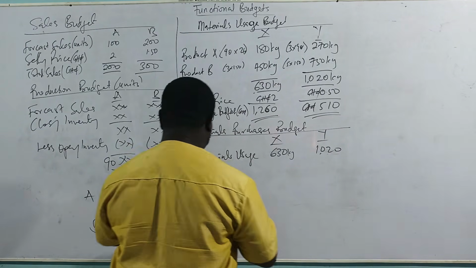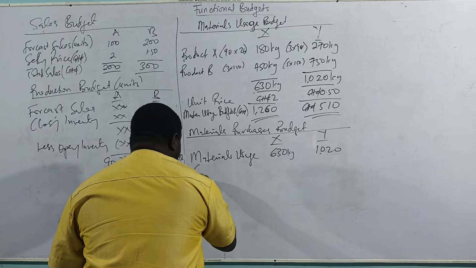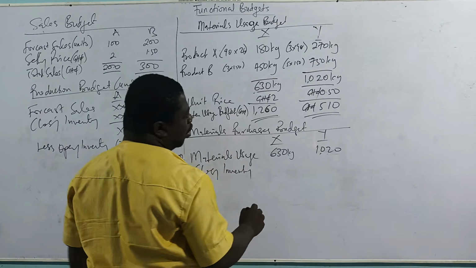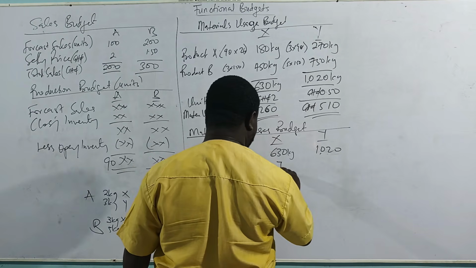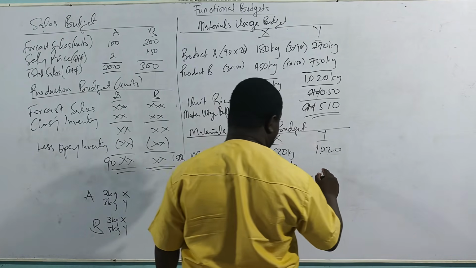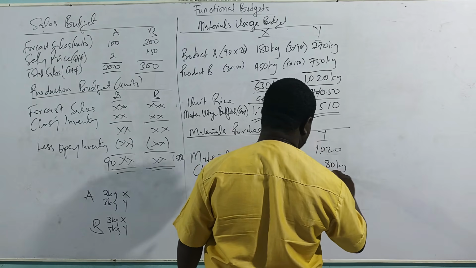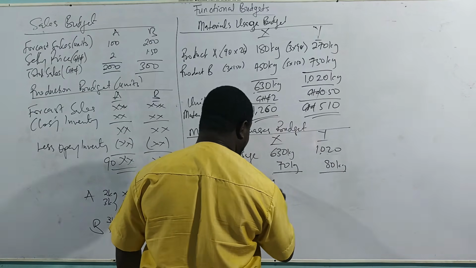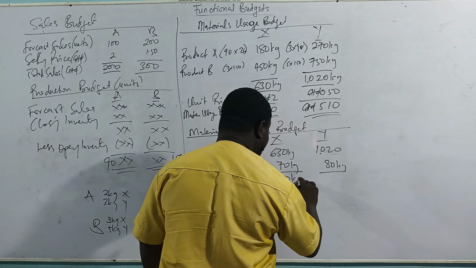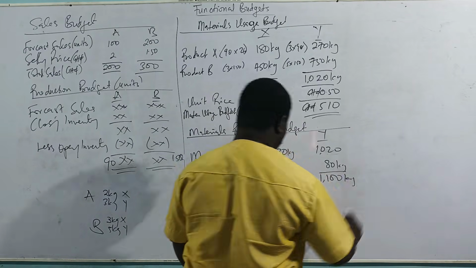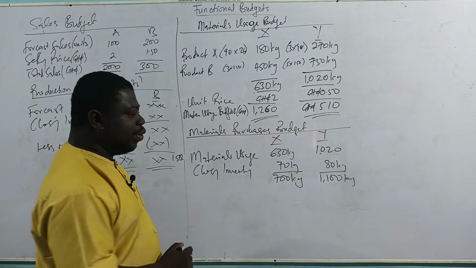So when it comes to the material usage, we'll say add your closing inventory of materials. So let's assume that we have 70 kg as the closing inventory, and then we have 80 kg. So that means we are getting 700 kg and then 1100 kg. So this is how we look at that.